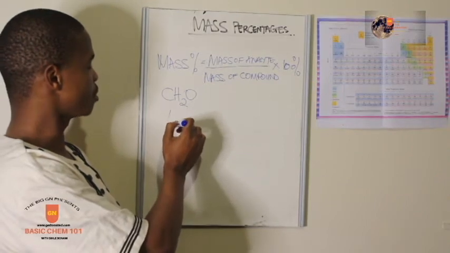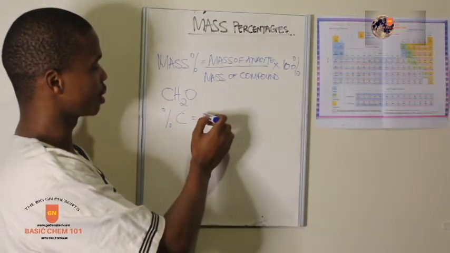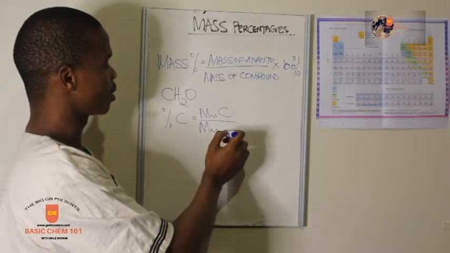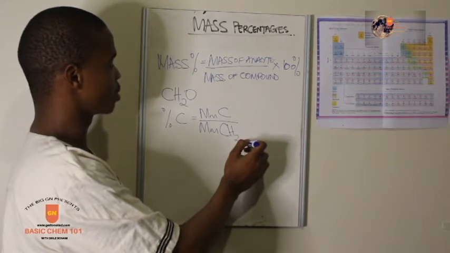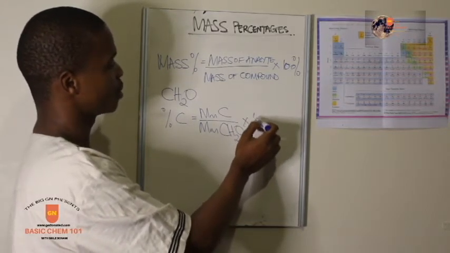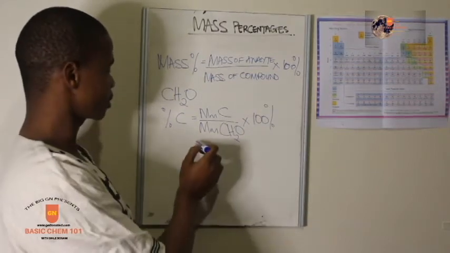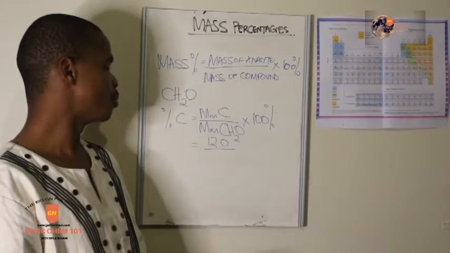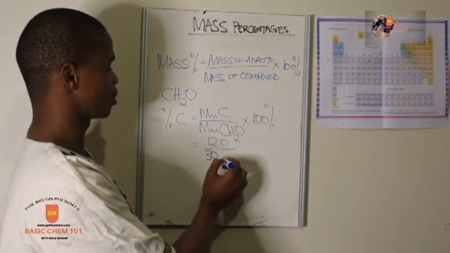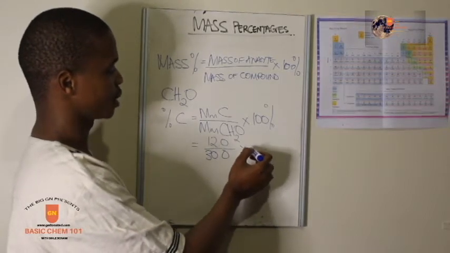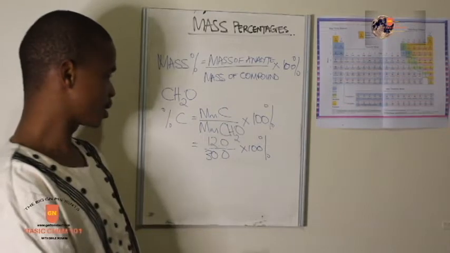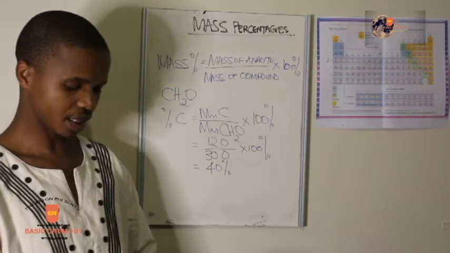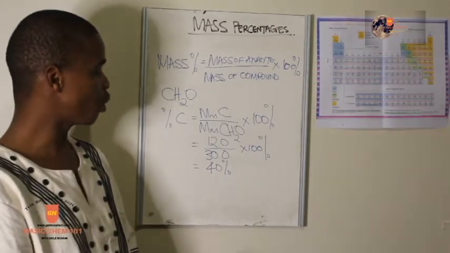So if they ask for the mass percentage of carbon, we'll use the molar mass of carbon divided by the molar mass of the whole compound, which is CH2O, times 100%. Now, the molar mass of carbon is 12, right? Then the molar mass of formaldehyde is 30.0 grams per mole. So this would be times 100%. Then from here you would get 40%. So this means in formaldehyde there is 40% of carbon.